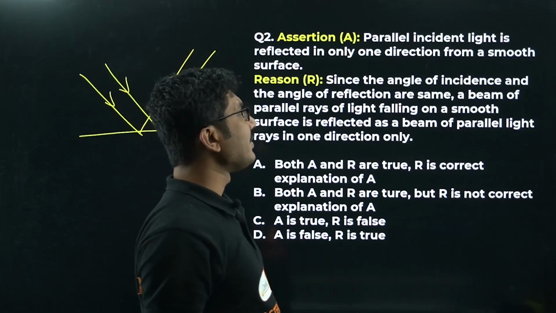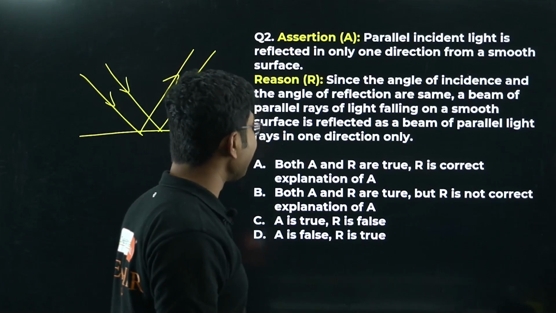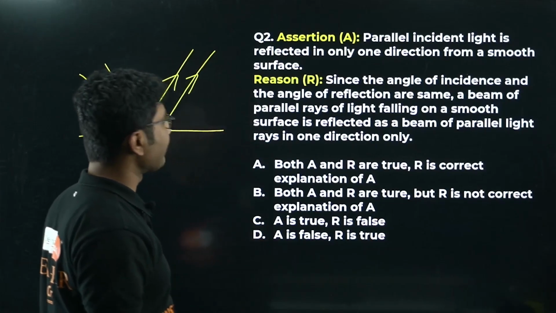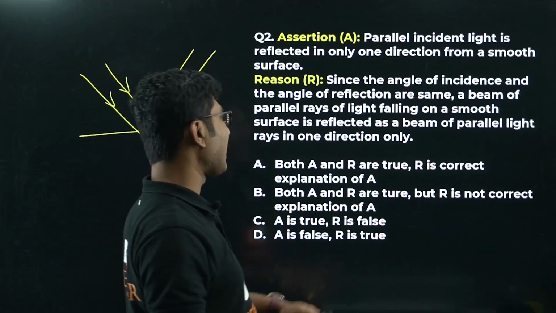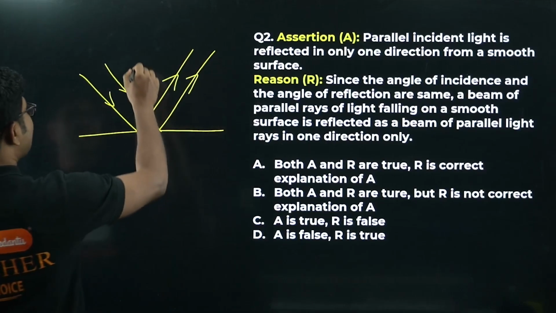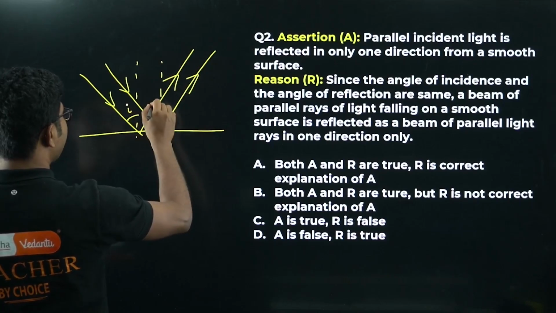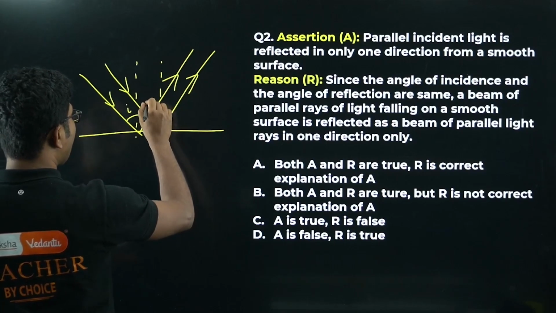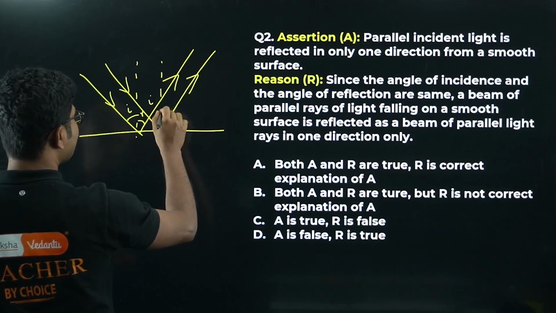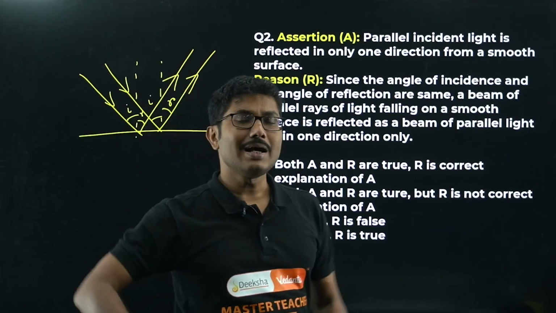Reason: since the angle of incidence and angle of reflection are the same, a beam of parallel rays of light falling on a smooth surface is reflected as a beam of parallel light rays in one direction only. Yes, since the rays are parallel, the angle of incidence will be the same for all the rays, and similarly the angle of reflection will be the same for all the rays, so they will be reflected back in the same direction.